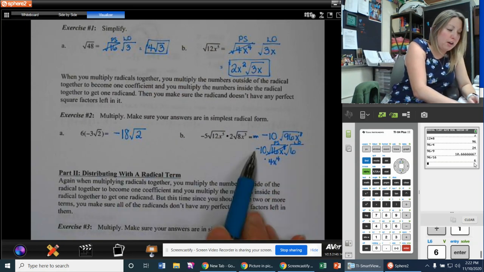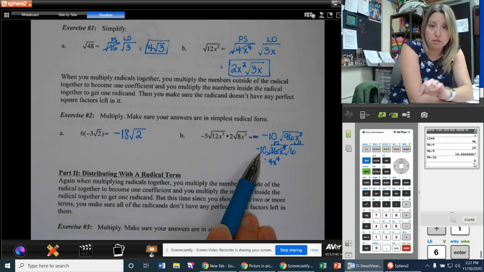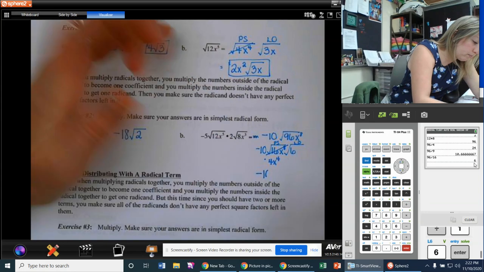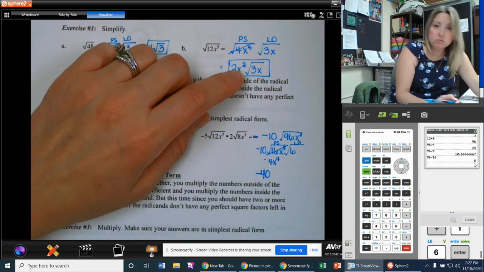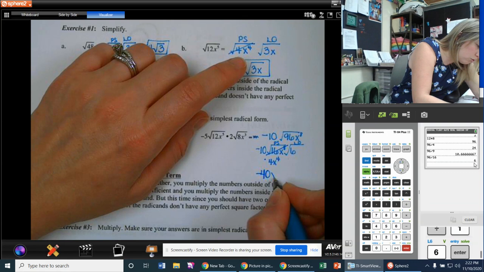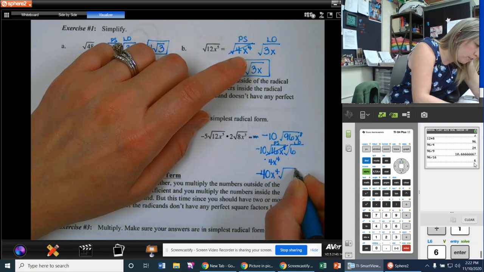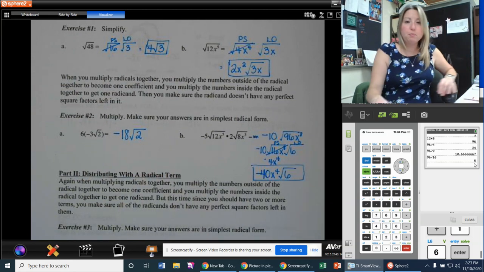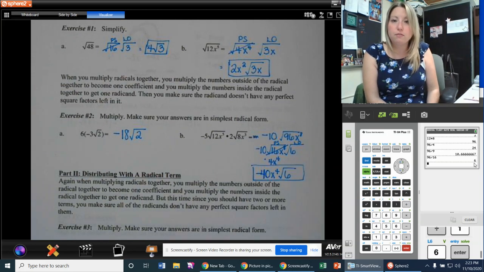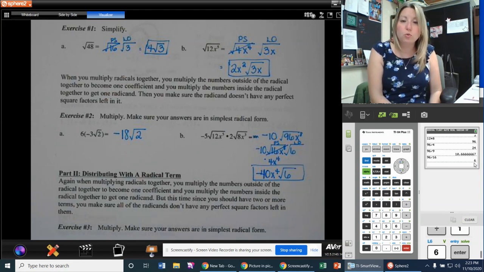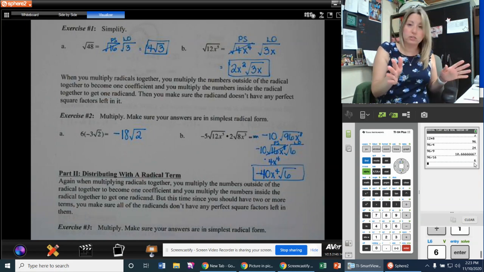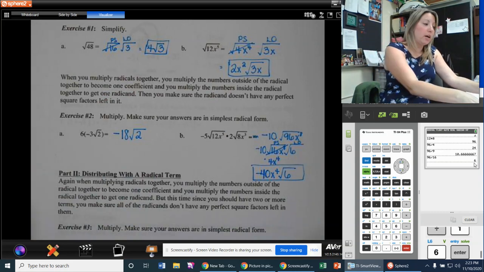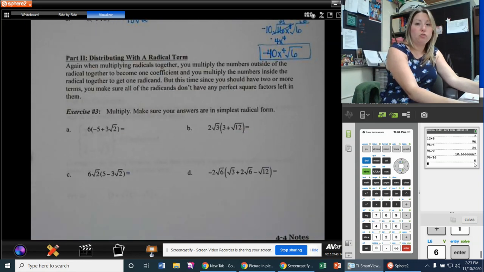And now multiply it by the coefficient that was already there. Negative 10 times 4 is negative 40. There we go. X to the 4th, and then bring down your leftover, radical 6. So your final answer, a little bit of simplifying happened there, is negative 40 x to the 4th radical 6. That was the kind of multiplying we did in lesson 2, but now we can distribute.